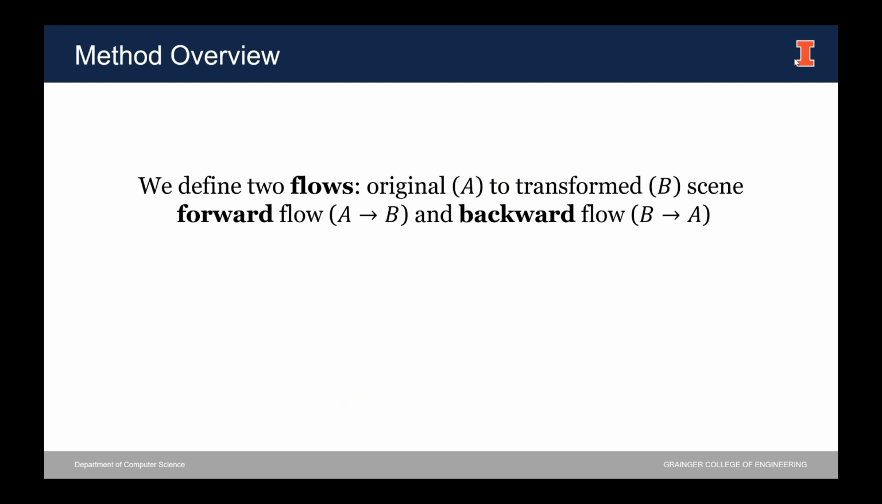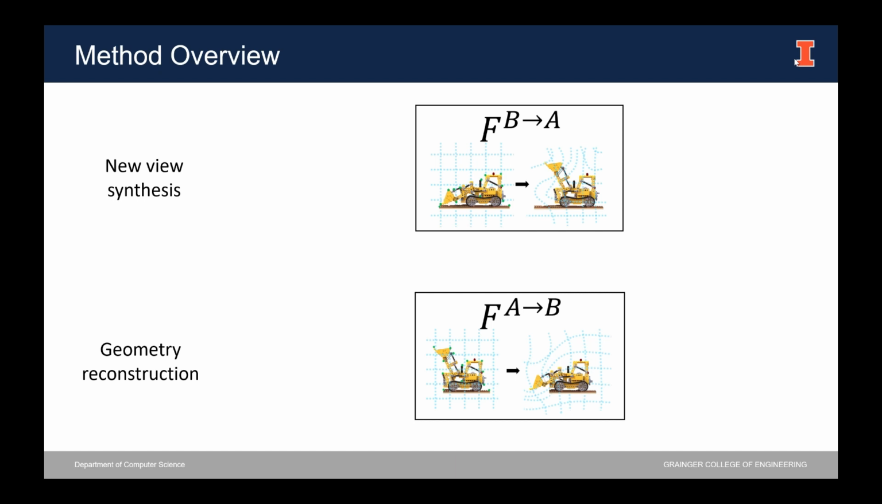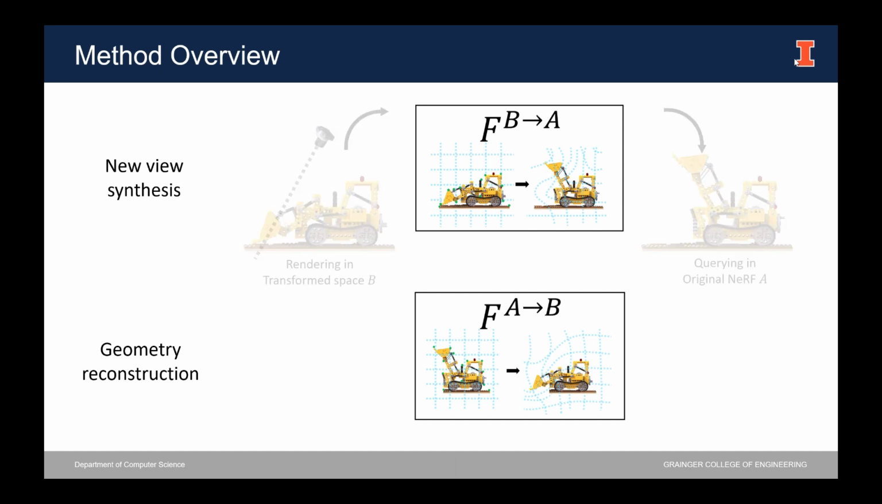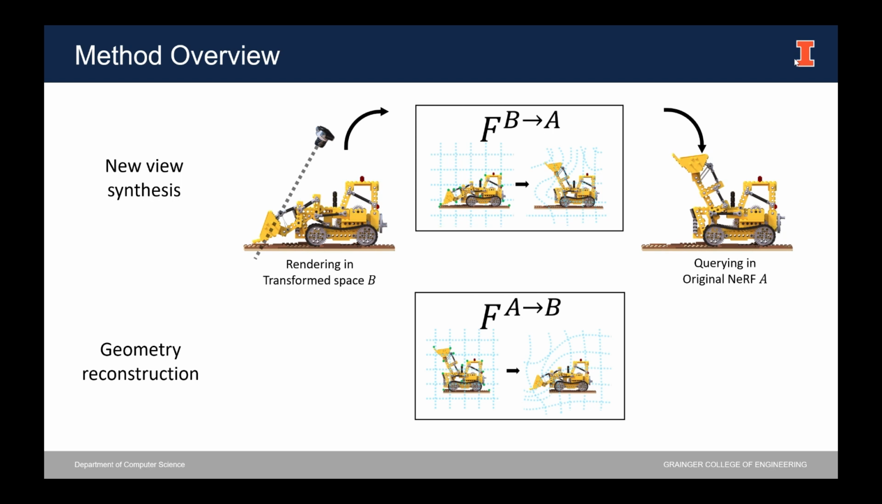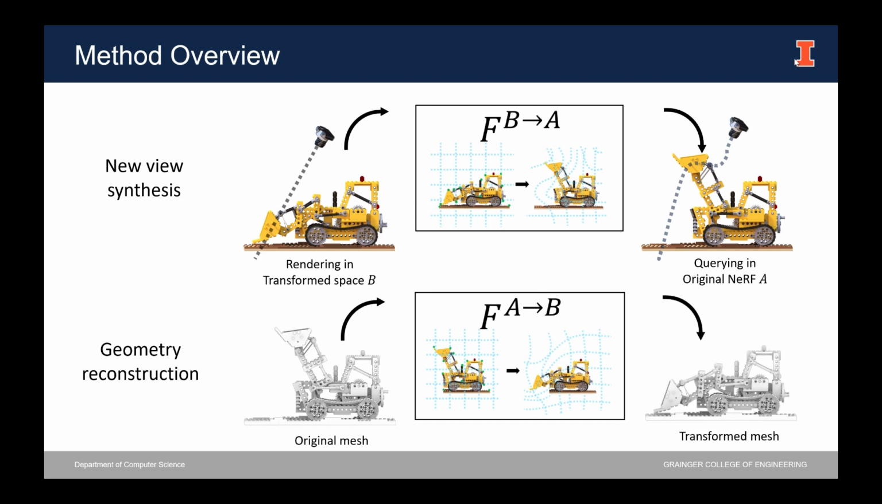At its core, our method recovers both 3D scene flows, a forward flow from A to B and a backward flow from B to A, to link the original scene A and the transformed scene B. To render novel views of the transformed scene B, we sample points along the ray in the transformed scene and apply the backward 3D scene flow F_B to A to obtain the corresponding points. These transformed points are then fed to the original NeRF-based rendering. Similarly, the original mesh is obtained from the NeRF of the original scene with the classical marching cubes algorithm, and the transformed mesh is obtained by applying the forward flow to all the original vertices.